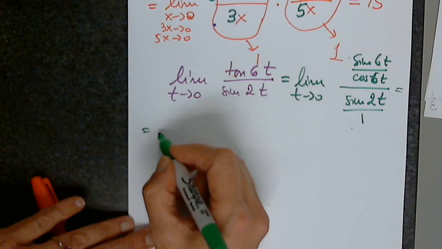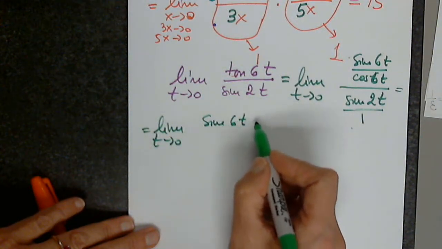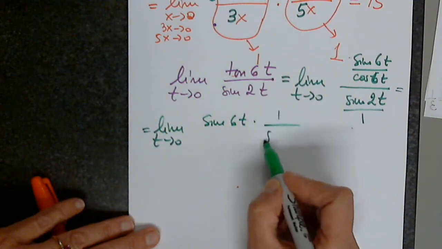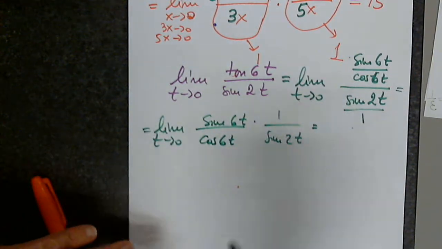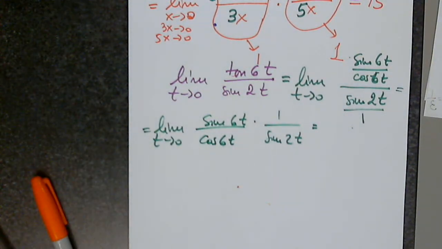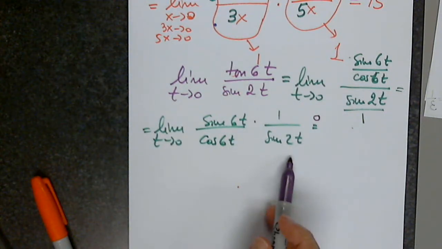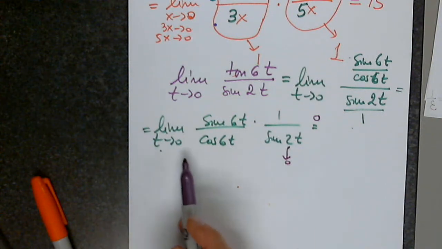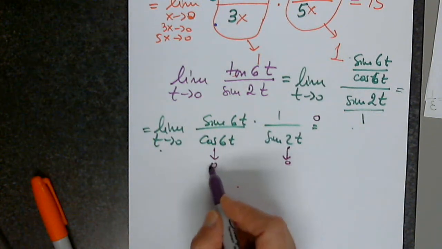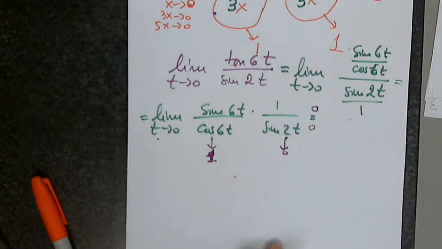Let's change it into a fraction. Limit t approaches 0 from sine 6t times 1 over sine 2t over cosine 6t. And now it's easier to identify. Where does the top go? 0. Where does the bottom go? Yes, because sine 2t approaches 0 when t approaches 0, and cosine 6t approaches 1. Very good. So it's 0 over 0 indeed.